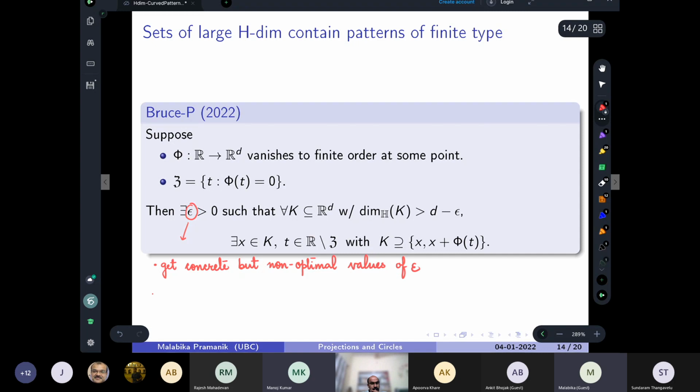But the important thing, in regard to this other part of your question, is that this epsilon that we get is uniform for phi in the polynomial class of degree d, of finite type, and with bounded coefficients.